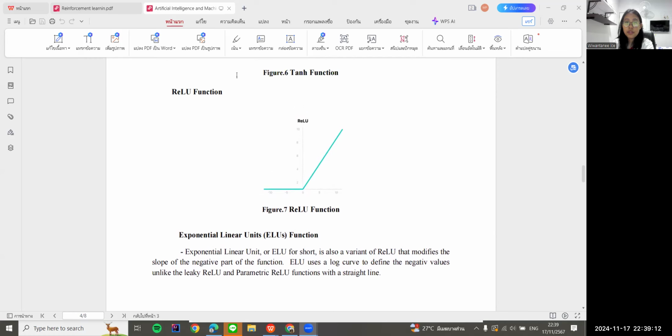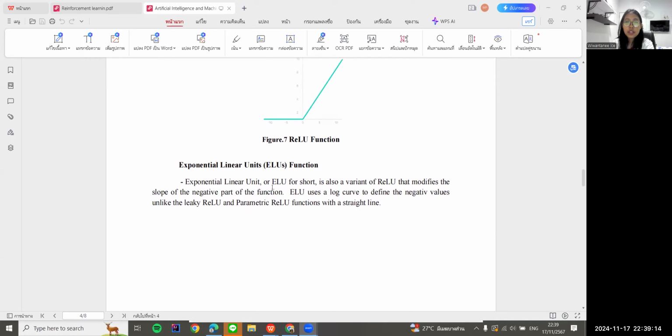This is the ReLU function. The exponential linear unit function, ELU for short, is also a variant of ReLU that modifies the slope of the negative part of the function. ELU uses a log curve to define the negative values, unlike the ReLU function, which uses a straight line.